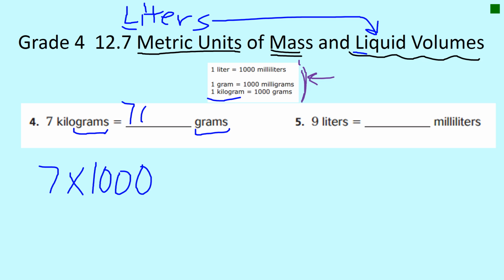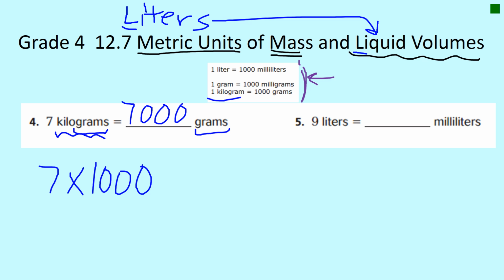That is 7,000 grams. Now, just so you know, a kilogram is about 2 pounds. It's a little over 2 pounds. So if you had 2 pretty heavy books, that's how much a kilogram feels like. Okay, that's the mass of a kilogram. So let's look at number 5 now.